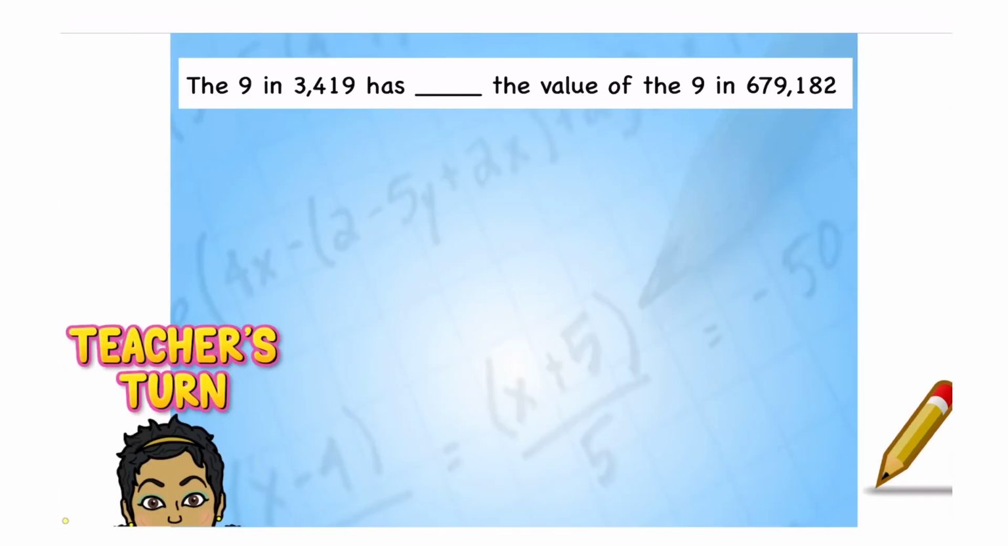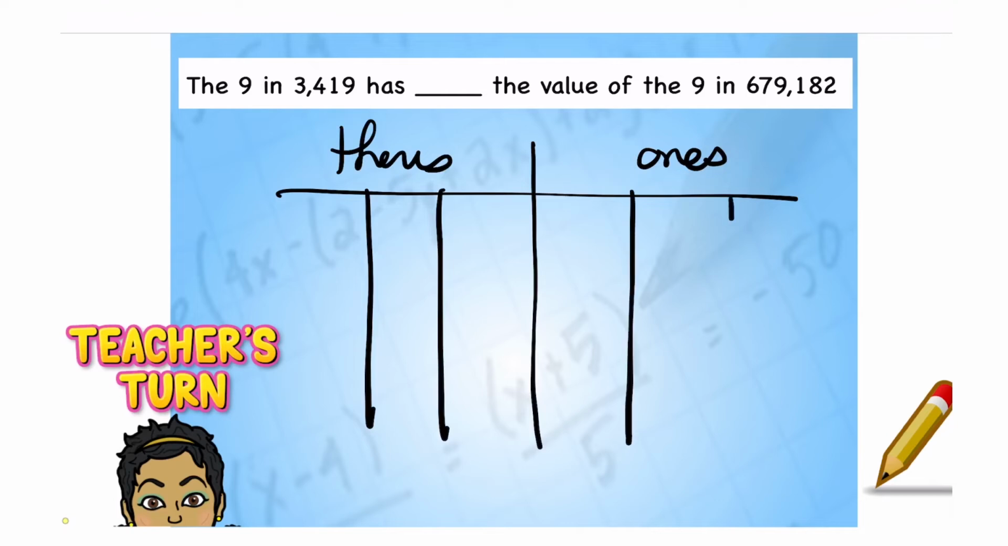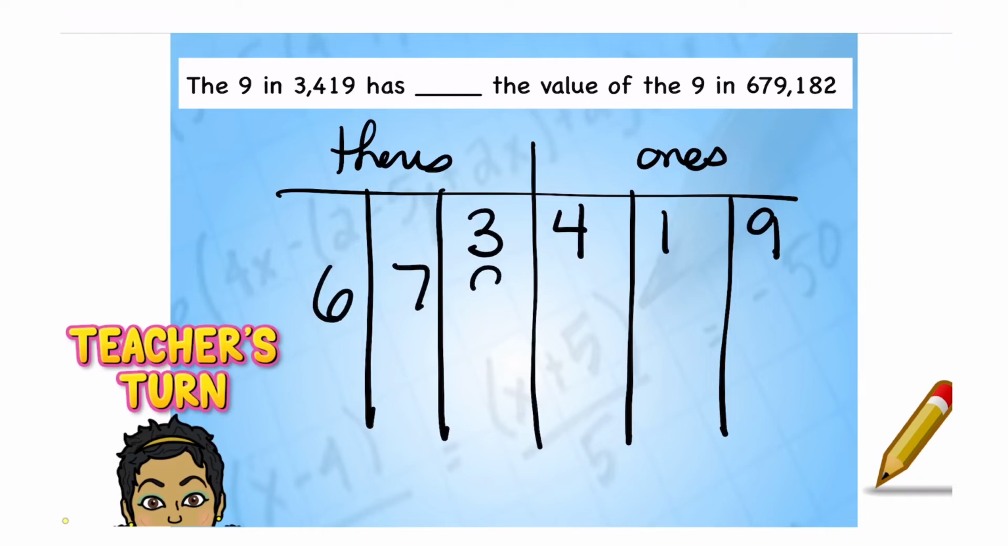Let's try a second example and I'll do the same thing. Let's make my chart. Let's see, here are my ones, here are my thousands, and I just split it in two. So I'm going to put my first number in there, 3,419, and my second number, 769,182, and I'm trying to learn about the 9s in this one.